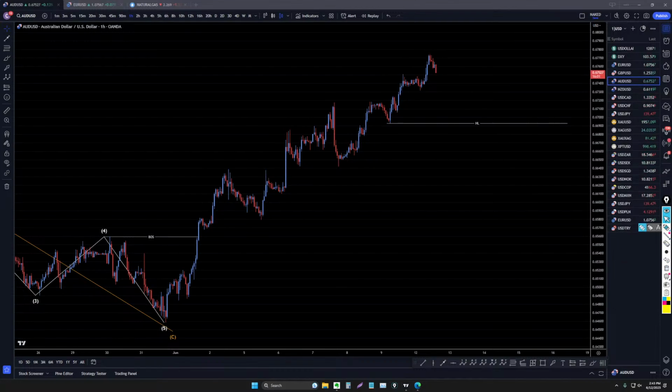So higher time frames are definitely telling us the trend is up. Shorter time frames are definitely just going to continue to look for longs at the end of ABC pullbacks.